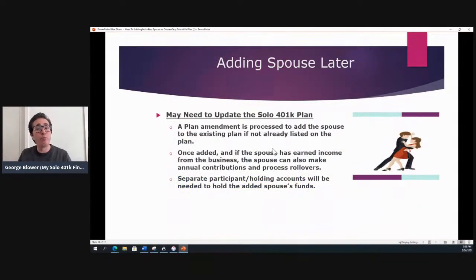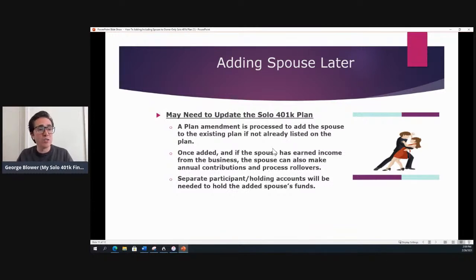Now, another popular topic that comes up is with existing plans who later on want to add a spouse. So in that case, you can do that subject to all the good rules we talked about, right? Does the spouse have their own self-employment income that they are reporting in the business? If the spouse is not already listed on the plan as a trustee, then the plan would need to be amended to add them as a trustee.